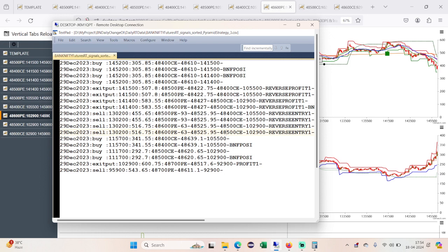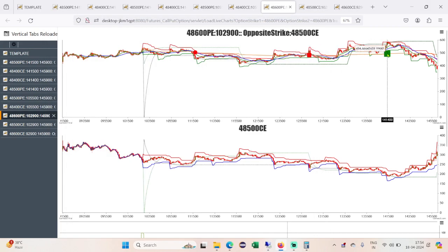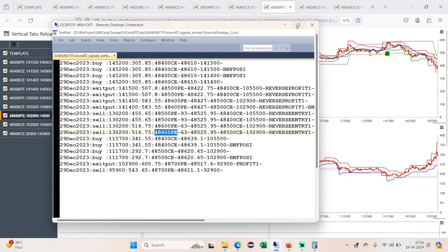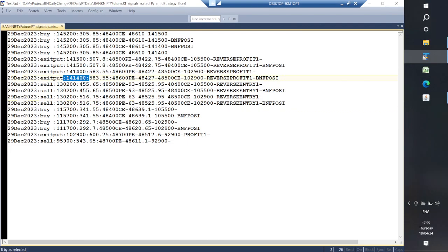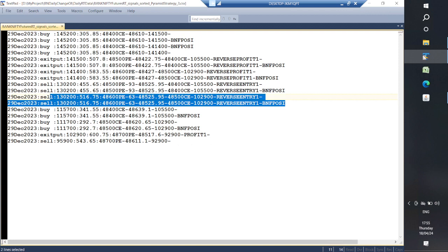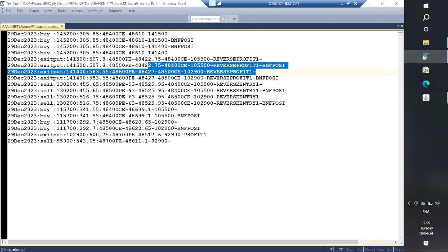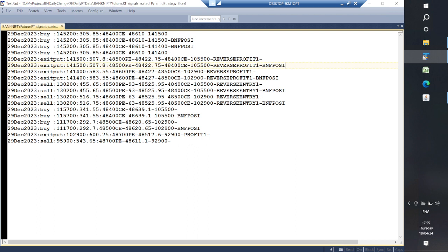Now you see, we have a buy signal at 1302, which means that we have bought 48,600 PE at 1302, and then there is a profit at 1414, wherein we have captured the profit target of 50 points. That is what you are looking at. Exit put 1414, reverse profit. This is the main entry, this is the reverse entry, and this is the reverse profit. Done.